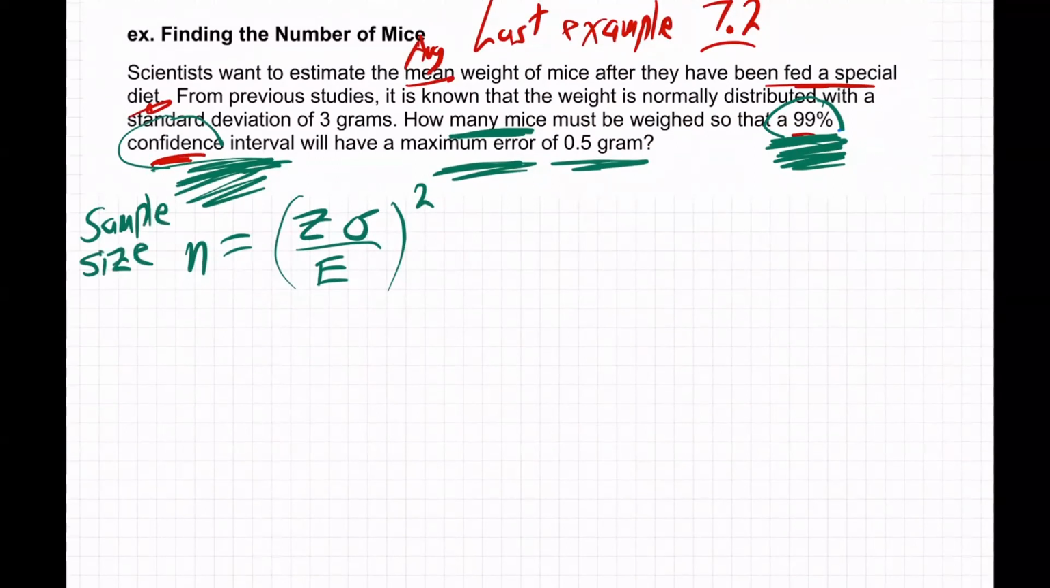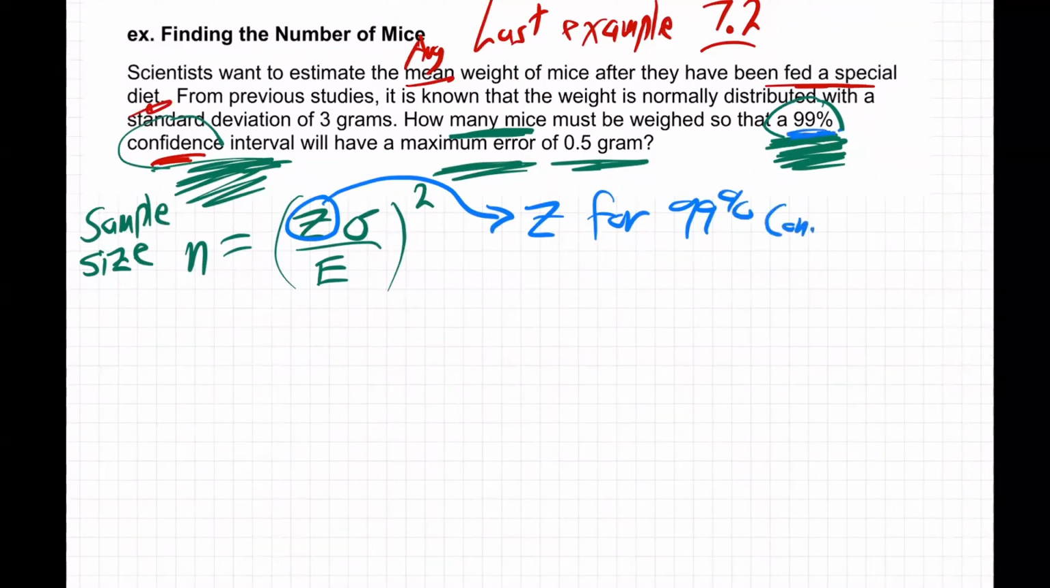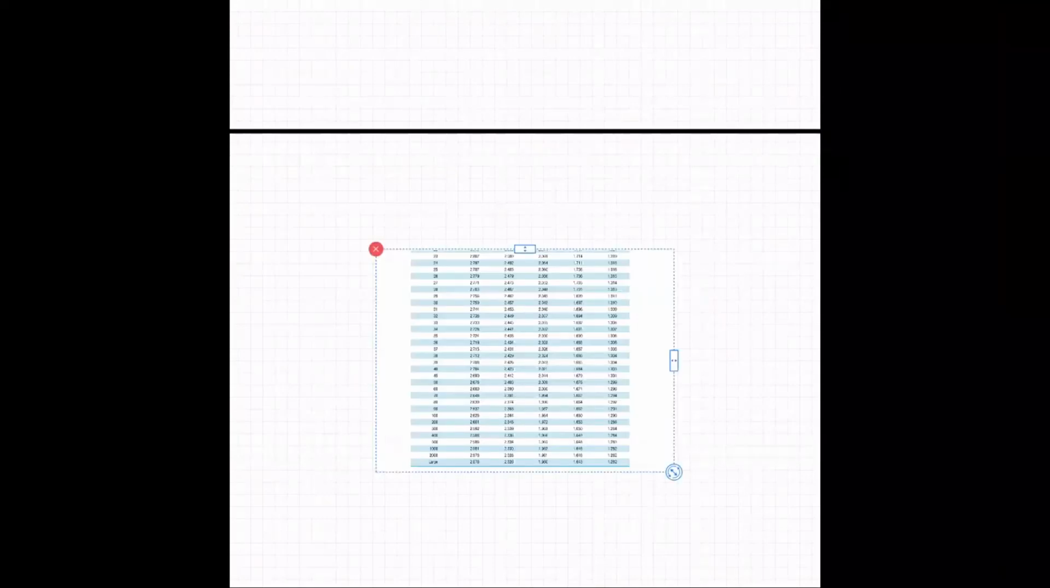Okay, so let's do it. Now let's find the different parts. What's this z thing? Well, this is the z for your confidence interval. In this case, a 99% confidence interval. Okay, so do you know how to get your numbers for that? I'm going to go to the chart now and get the numbers. So let's raise it right there.